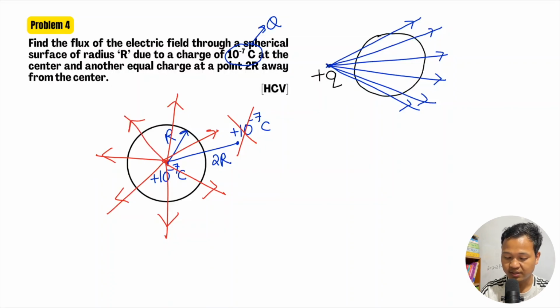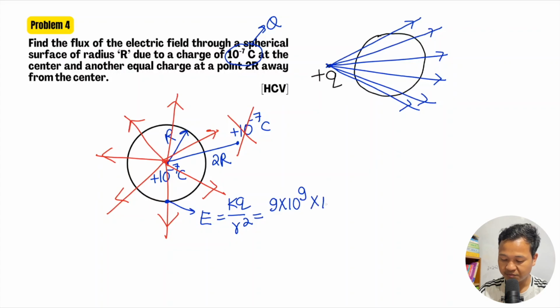Flux is electric field into area. So at this point on the surface, the electric field due to a point charge is kq by r square. The charge is given, k is 9 into 10 power 9, and the charge is 10 power minus 7, so kq by r square, where r is the radius, so this is r square.